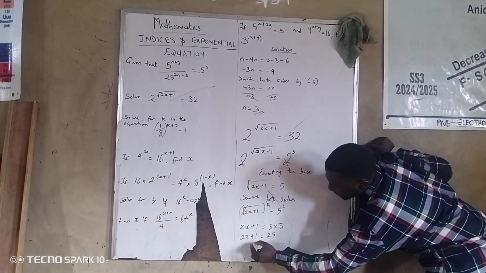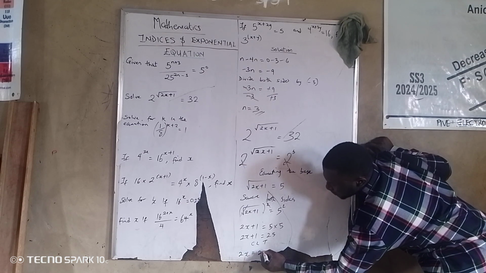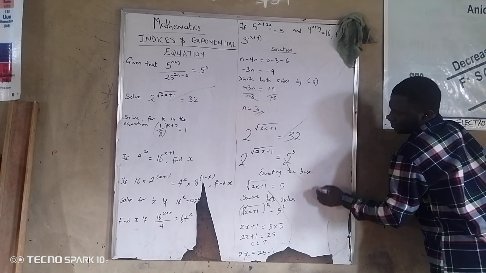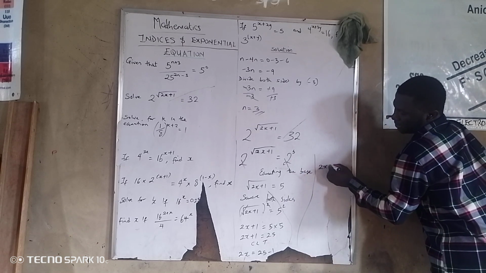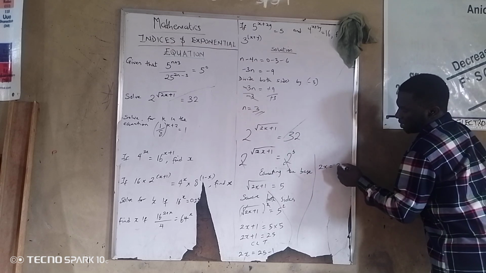Now the next thing is to collect like terms. When you collect like terms, you have 2x equal to 25 minus 1. Please manage the board with me. So 2x equals 25 minus 1, which is 24.